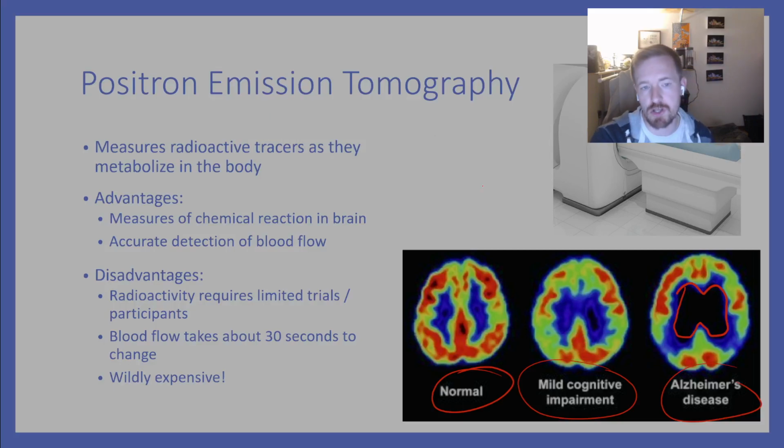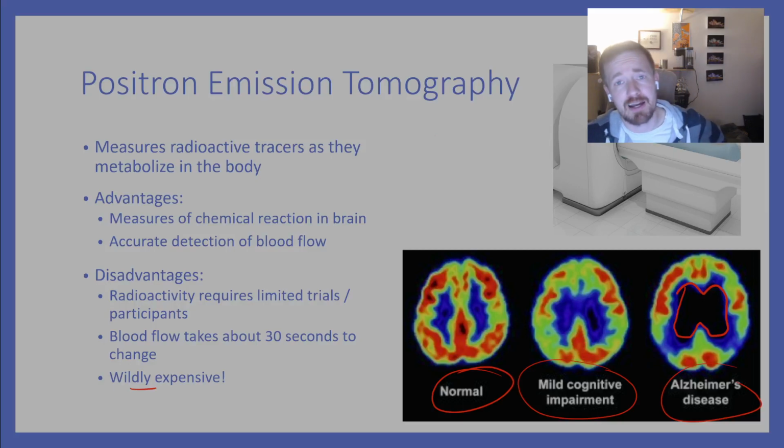The disadvantages, though, is that, like I mentioned, it's wildly expensive. It can cost as much as $10,000 to run a single human subject here. And you can't just publish a paper with one subject on it. But also, blood flow takes a while for that tracer to find its way up there and be concentrated. It takes about 30 seconds to do.